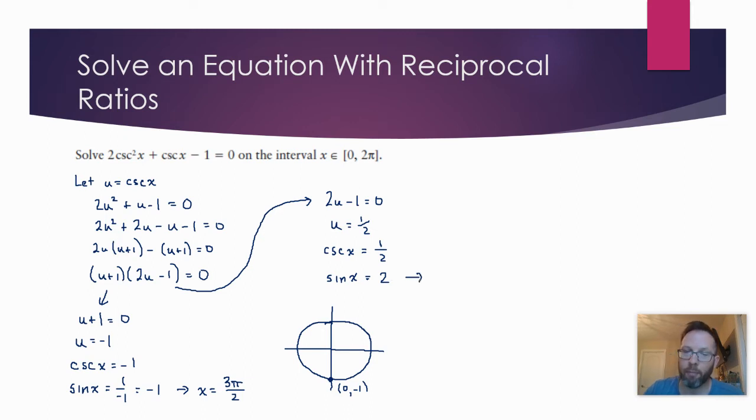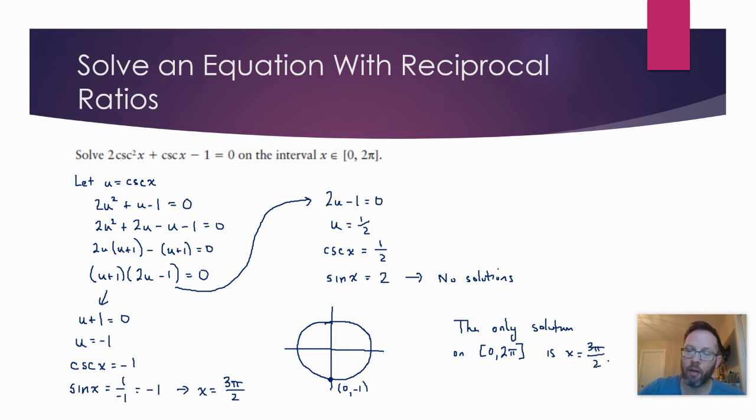So just like our last problem, we get a branch where there's no solutions. No value of x can make the sine 2. And so we actually just get our one value. The only solution on 0 to 2 pi is x equals 3 pi over 2.